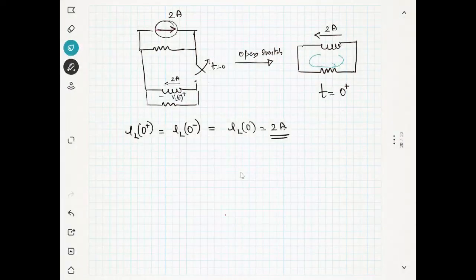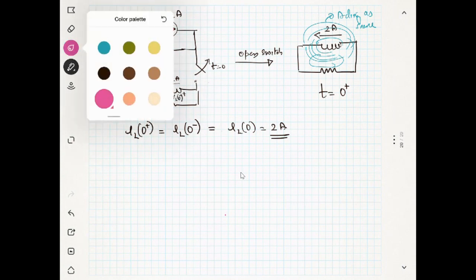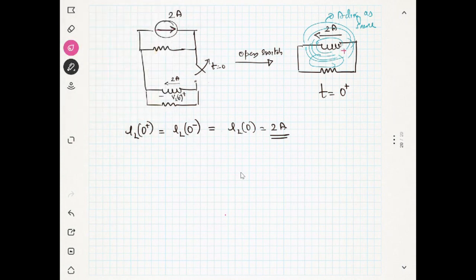Now, at t equal to 0 plus, there was full magnetic energy across the inductor. Now the inductor is acting like a source. We will see what will happen to the polarity of the voltage. You marked the polarity of the voltage like this previously. We will see what will happen to this polarity later, inshallah.